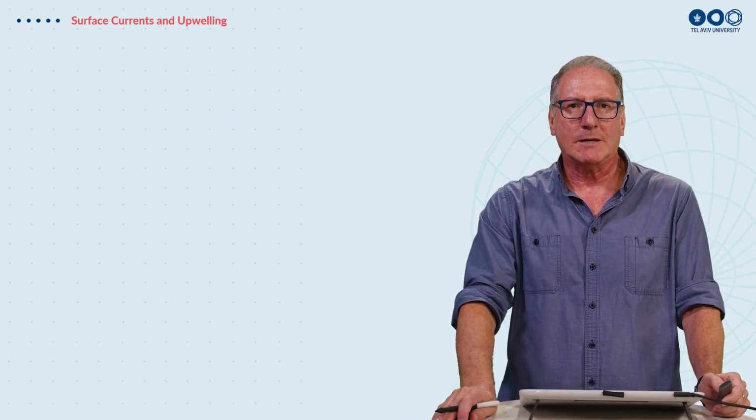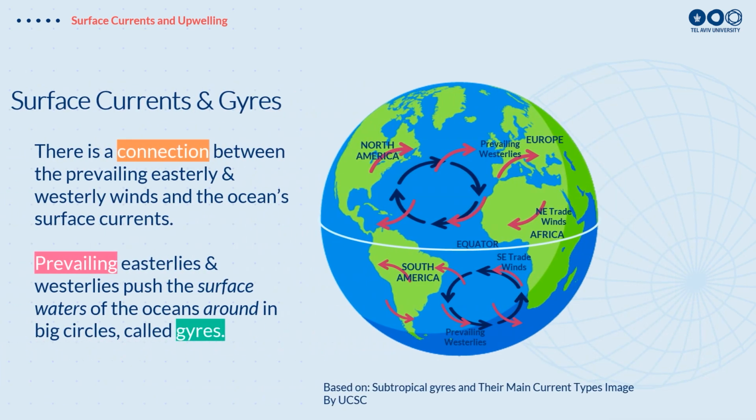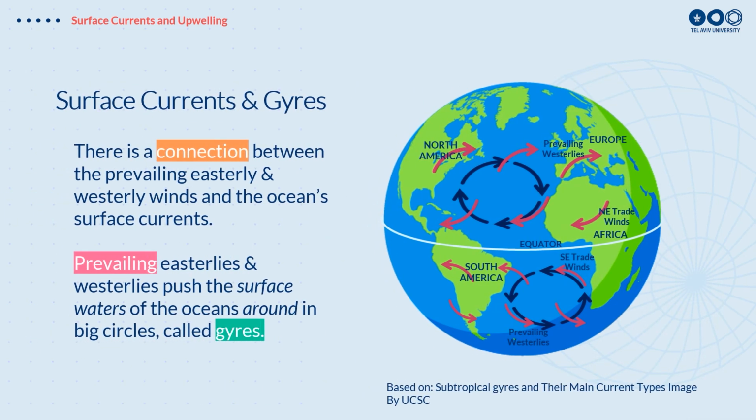Now let's talk about the ocean currents, what happens at the surface of the ocean. So first of all, we know we have winds blowing above the surface of the ocean, and we know that there's a fairly good connection between the prevailing winds, the easterlies in the tropics, the westerlies further north and south between 30 and 60 degrees, a link between the winds and the ocean currents. And the winds are actually pushing the surface water.